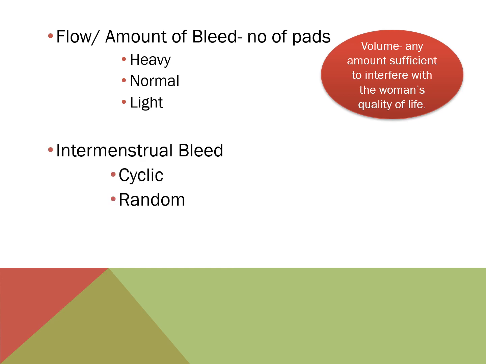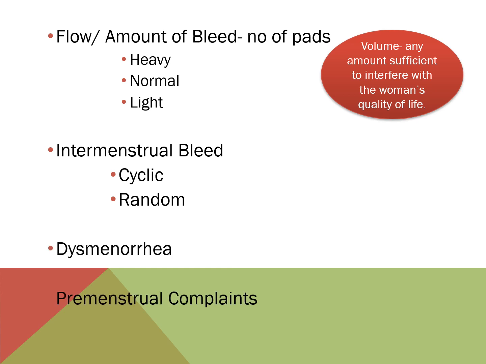The next up is the intermenstrual bleed. The intermenstrual bleed could be a cyclic bleed, like during the ovulatory period, some have a mid-cycle bleed, or they can be any random irregular pattern of intermenstrual bleed. Also, any history of postcoital bleed or dysmenorrhea, or presence of any premenstrual symptoms need to be considered.